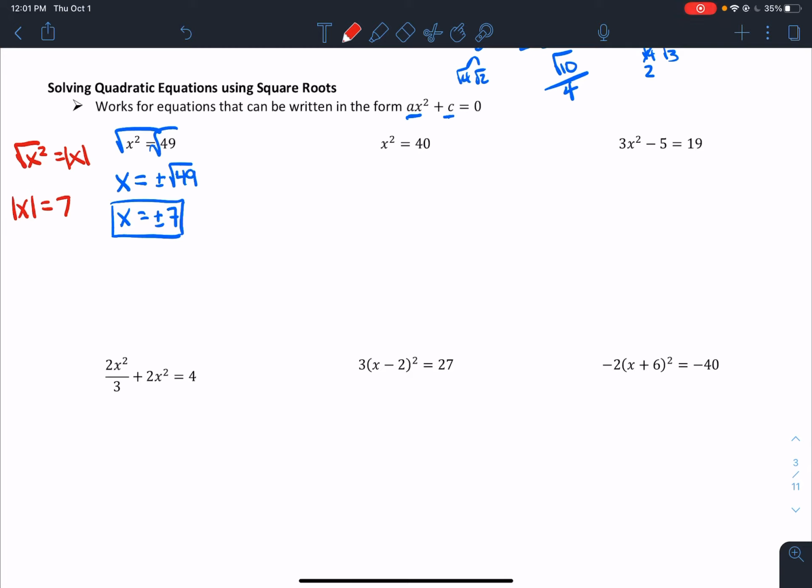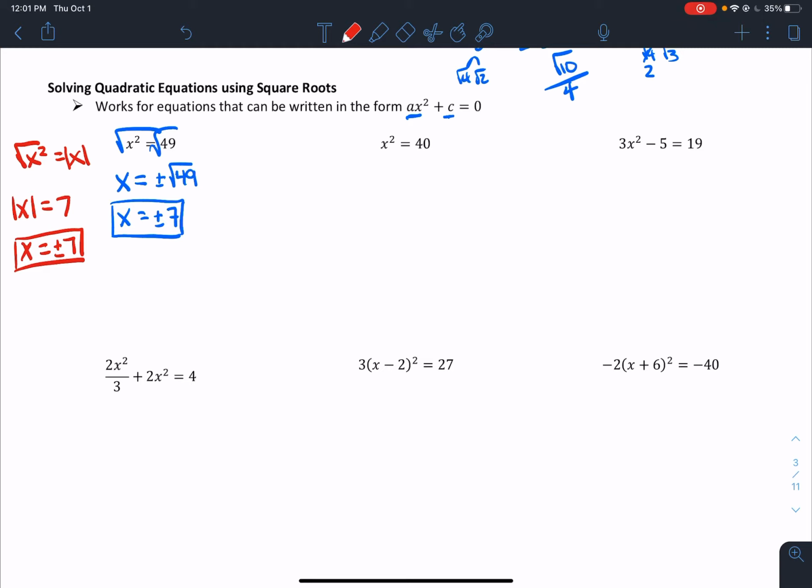Therefore, the distance that number is from 0 is 7, so x could either be positive or negative 7. That's where that's coming from. We usually just skip the absolute value step.